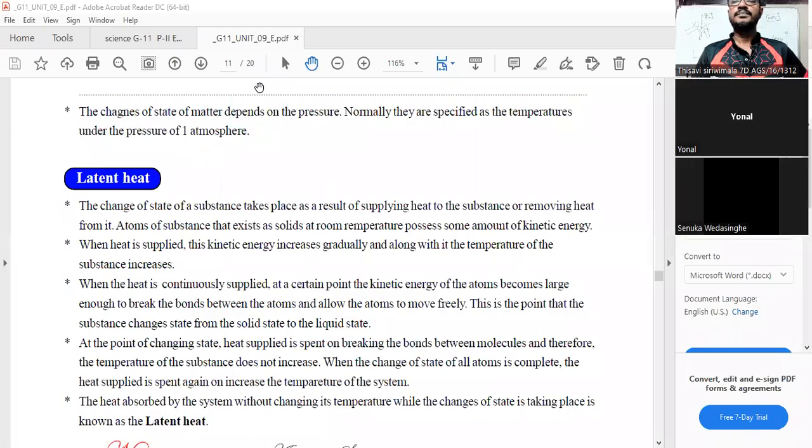Okay, now the changes of state of matter depend on pressure. So change of state is depending on the atmospheric pressure. So when the pressure is reduced, these values will get reduced. Now, for an example, if you try to boil water by going high into the atmosphere, the water will boil at a temperature lower than 100 degrees.